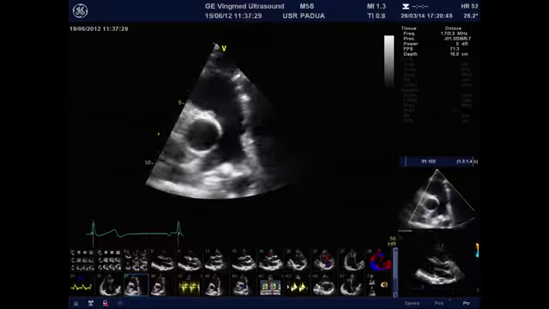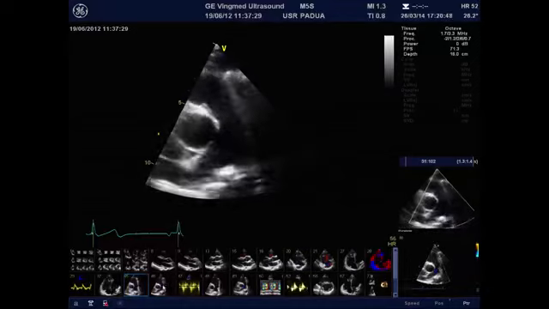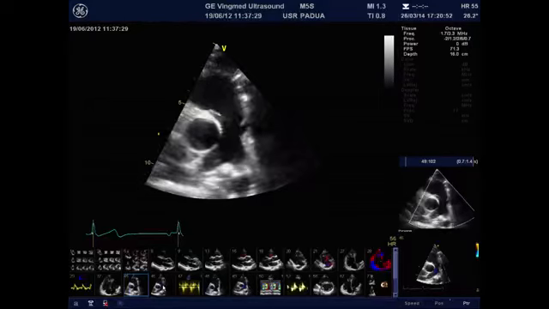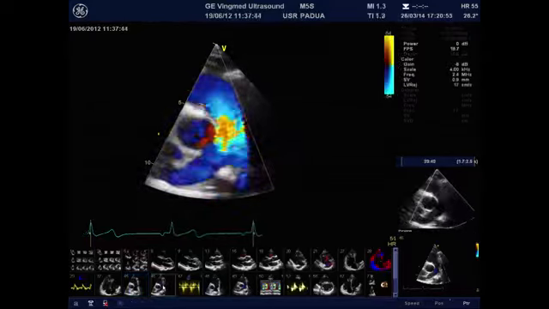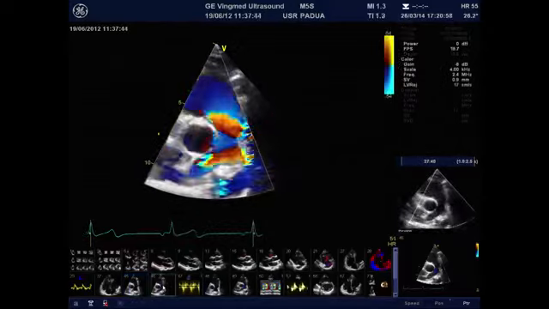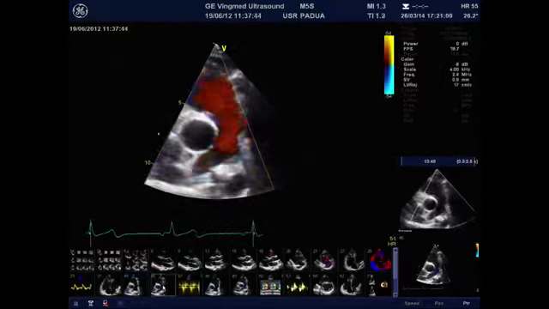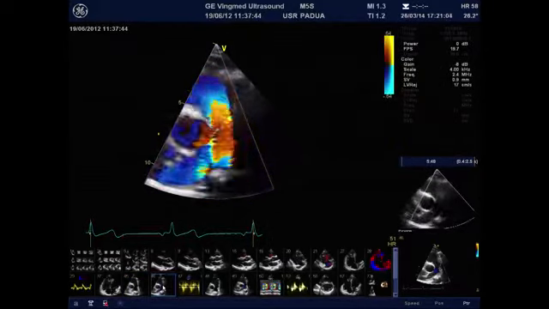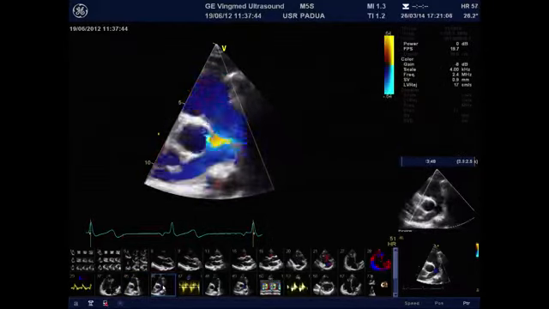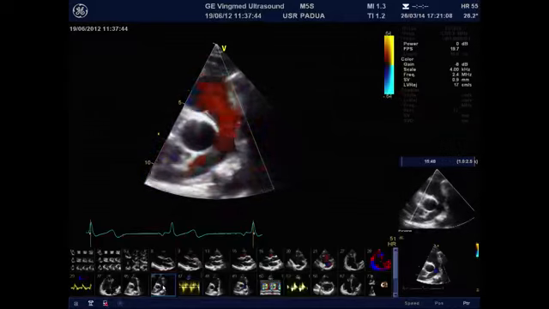If we want to assess the severity of the pulmonary regurgitation, we need to add the color Doppler flow imaging on this image, and we will have an immediate evaluation of the severity of the regurgitation. There is no need to quantitate. Just by looking at this image, we have several pieces of information.